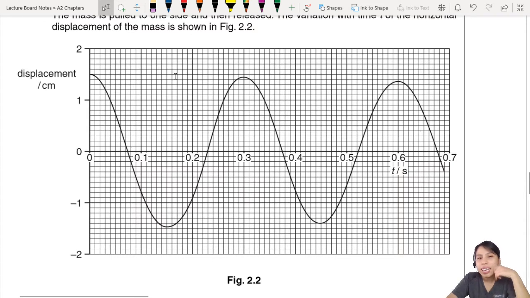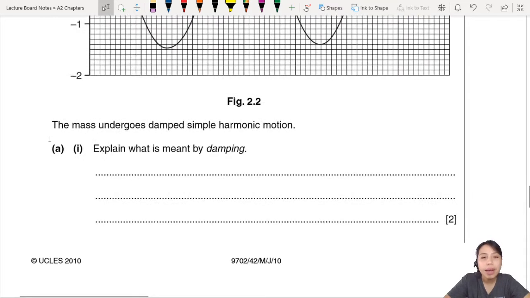So this thing, is it damped? You look at the displacement, it starts off here, it gets smaller and smaller and smaller. Okay, so it's damped, so there'll be some question about that. The mass undergoes simple harmonic motion. Explain what is meant by damping. You need to know the definition for this, but hang on a second. Usually they will say define damping, but here they say explain. So you need to say what is damping and why is damping.